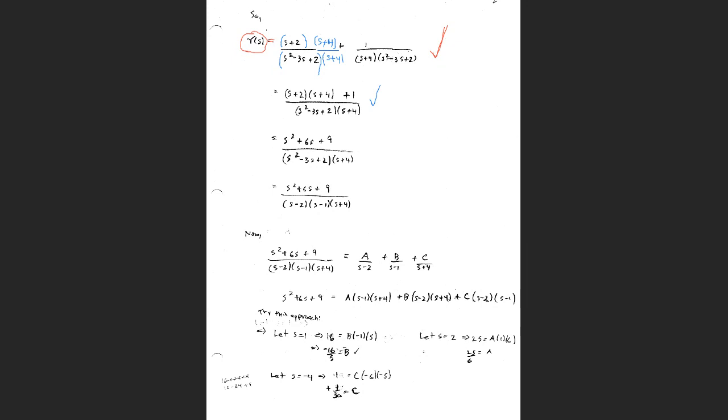And if I FOIL s plus 2 times s plus 4, that's just s squared plus 6s plus 8. And so my Laplace transform will be equal to s squared plus 6s plus 9 divided by the denominator s squared minus 3s plus 2 times s plus 4. This is what I have. Now, of course, I'm going to factor the bottom.